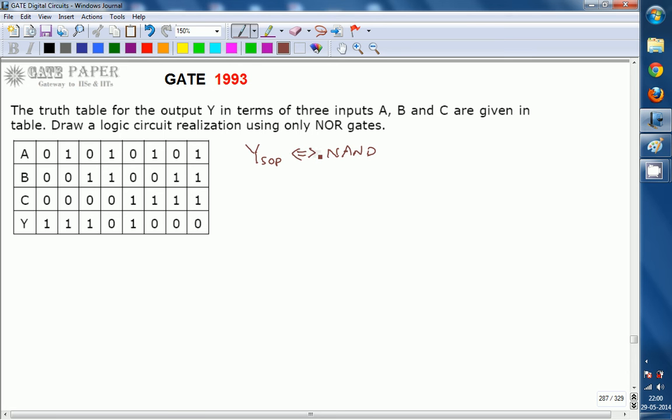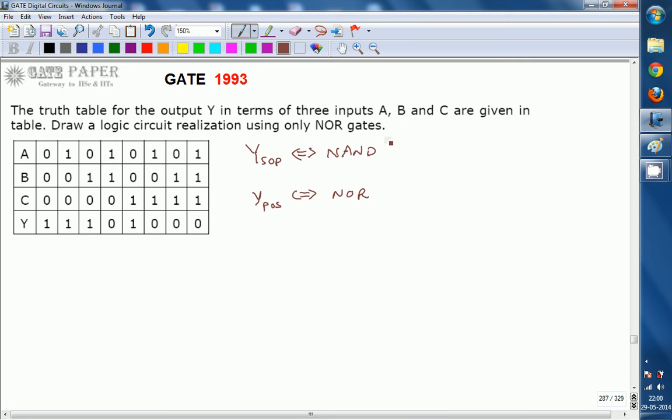So if you are able to express Y as a sum of products expression, then realization with NAND gates is easy. And if you want to realize with NOR gates, Y must be expressed in POS form, product of sums form. If the expression is in product of sums form, it is easy to realize using NOR gates. If it is in SOP form, it is easy to realize using NAND gates.